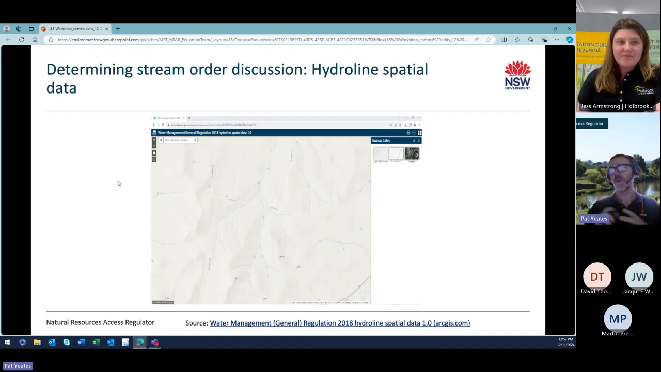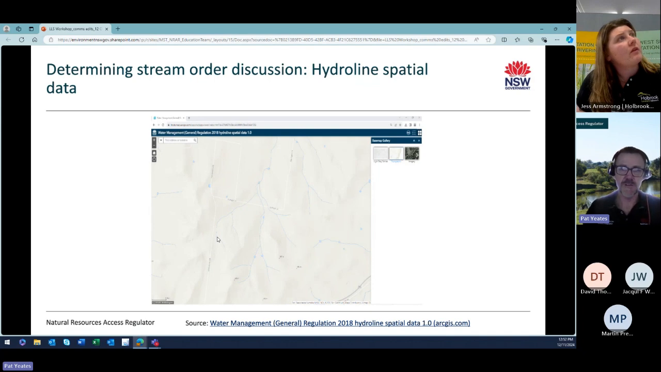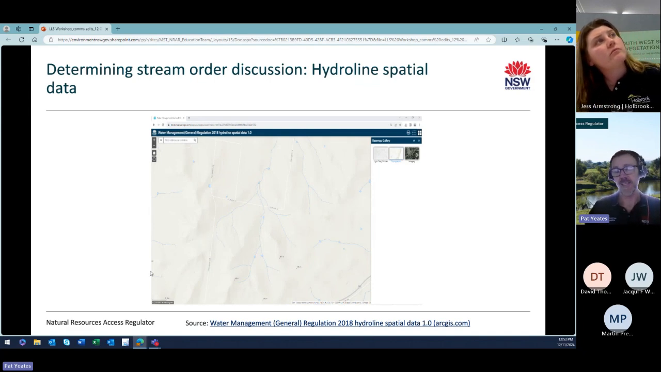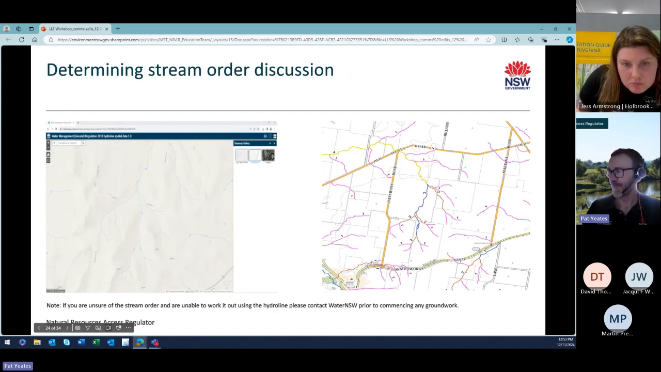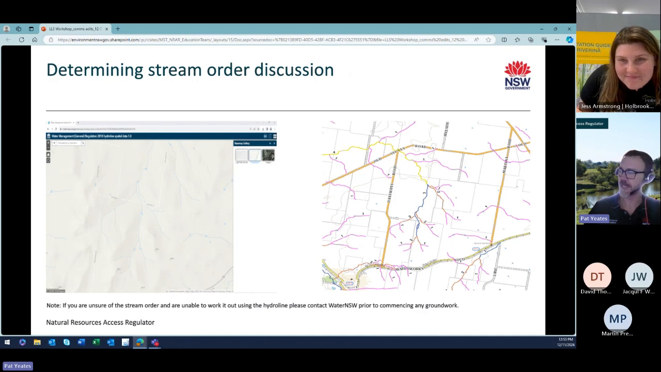So this is the hydroline data which you can access. It's the same mapping that you'll find on SixMaps as well. You can vary the screen or the graphic you see on SixMaps, slide it up, and it'll just show watercourses. This is the hydroline data that we use in government to assess or map out all the watercourses. And we have access in government to what's called an industry view, which color codes everything, so it makes it really, really easy for us.